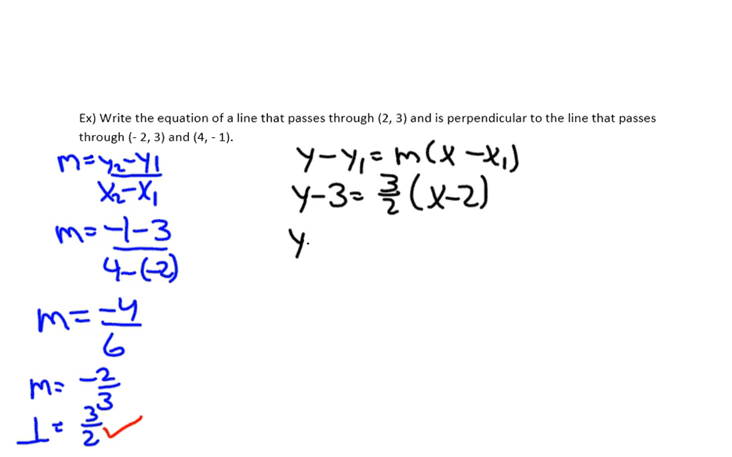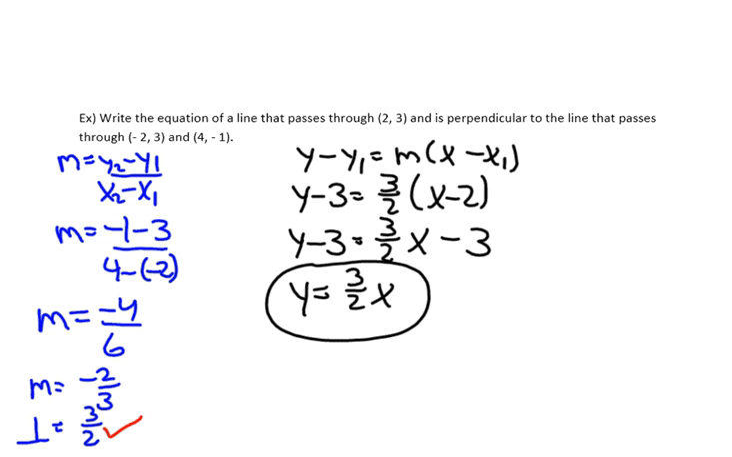Okay, distribute. And then add 3 to both sides. So y equals 3/2 x. Again, I can check this answer. You know the slopes are opposite reciprocals of each other, and you can plug in 2 for x and 3 for y, and that would make it a true statement.